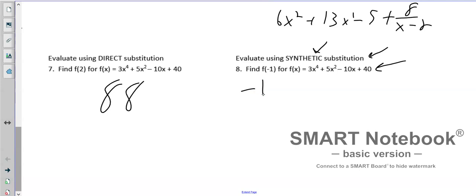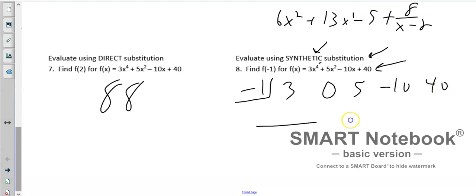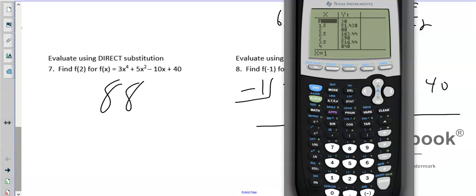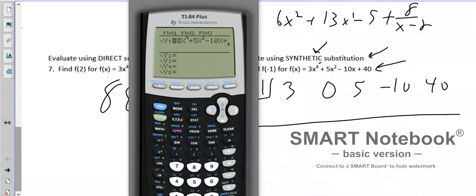But this time, we don't do the opposite. -1 is the number that goes in the box. Now notice, I have a 4, but I don't have a cubic, so I need a 0 there. I have a squared, I have a 1, and there's my 0. Now here's the beauty of this. Again, go to y equals and put it in.